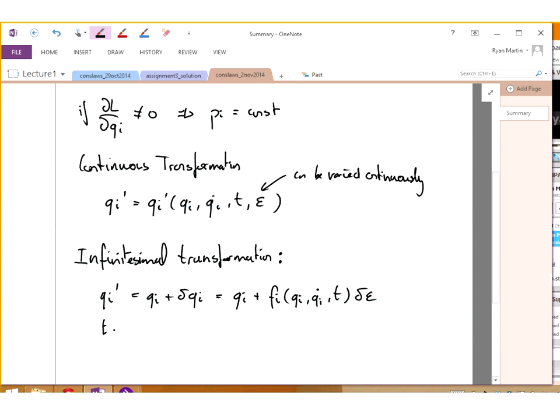And in principle, we can also allow t to transform. So we say that t prime would be t plus delta t, or t plus some parameter g, which again can depend on the quantities Qi dot and t, times delta epsilon. So functionally, the transformation for the time and the position coordinates are the same, but we decided to distinguish them as being a function f and a function g for time.